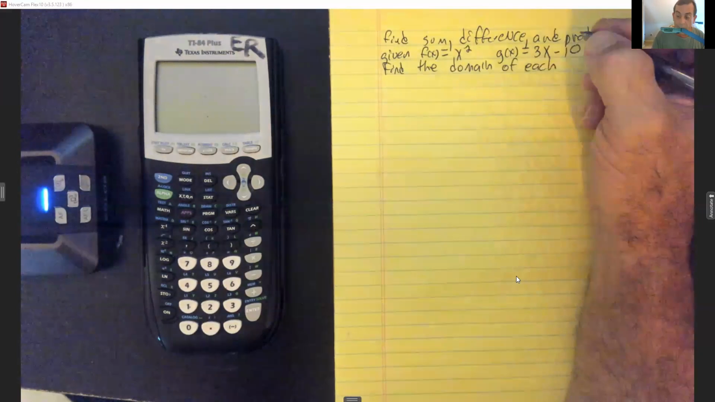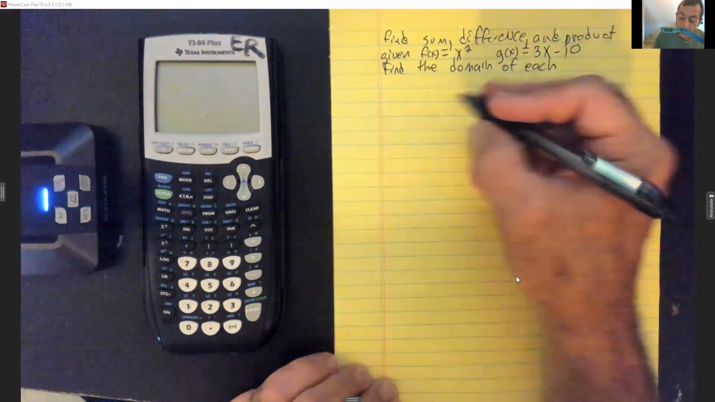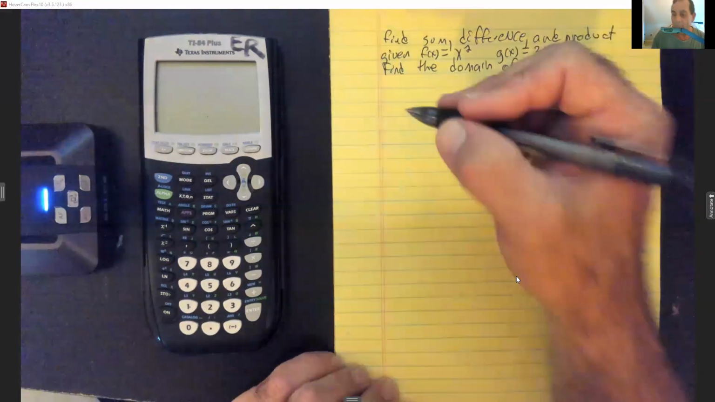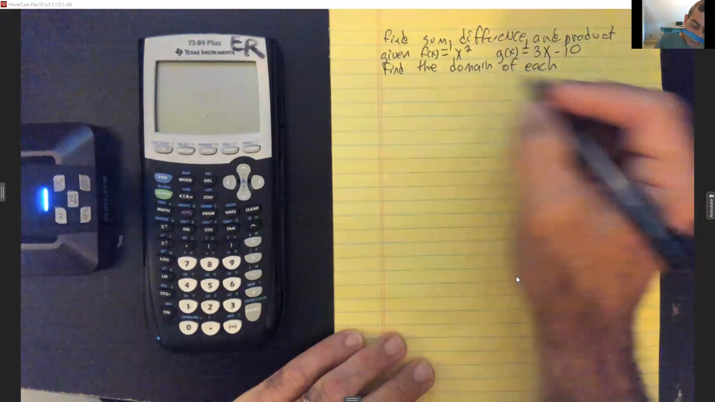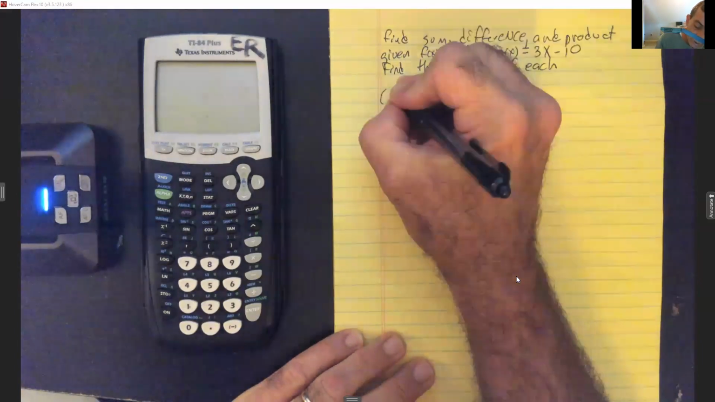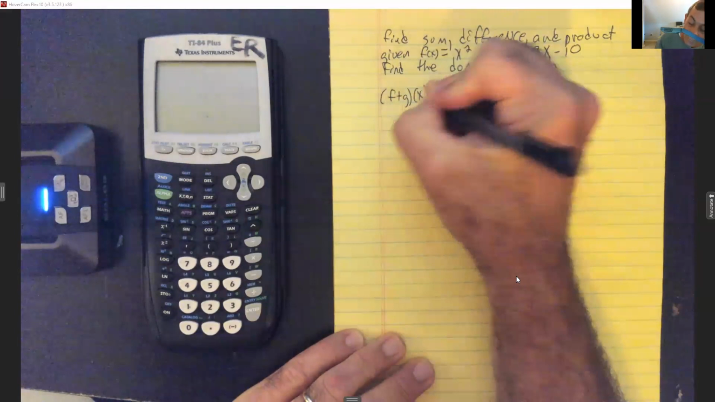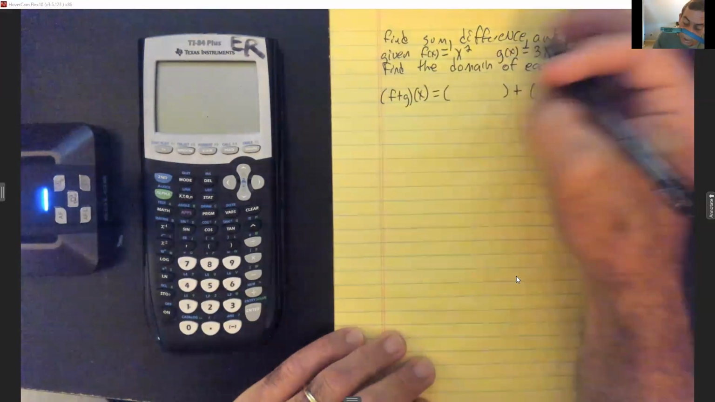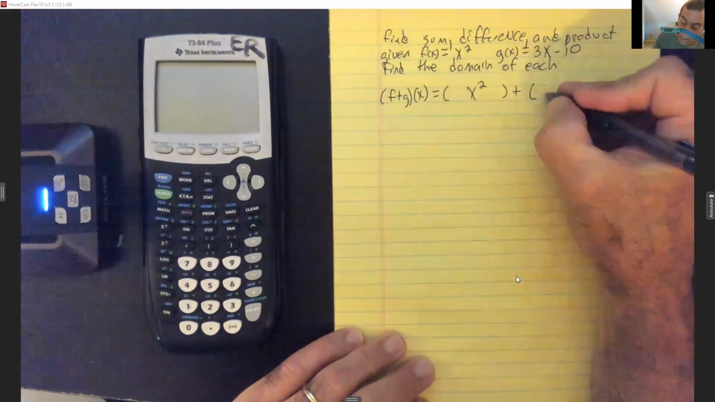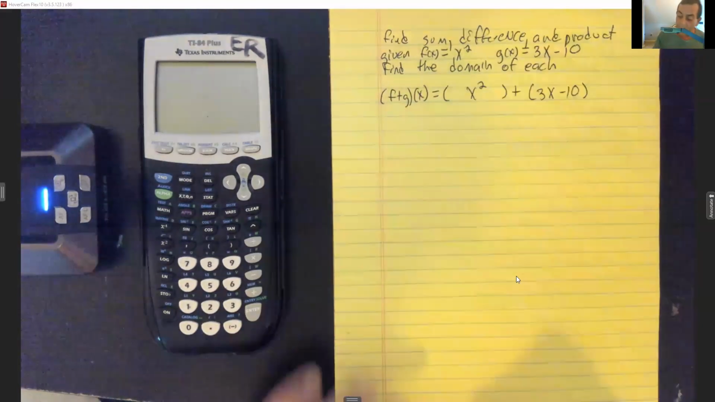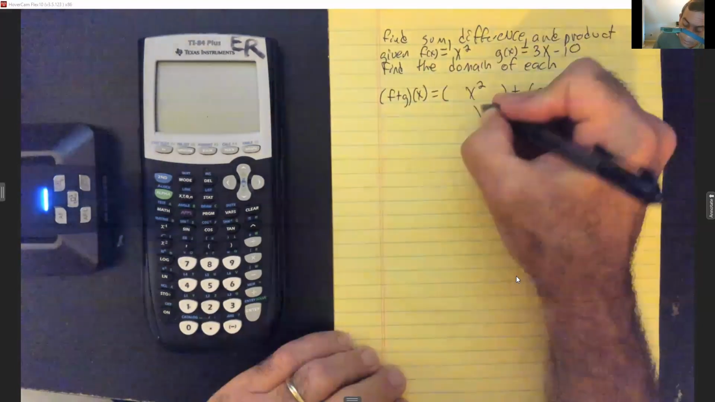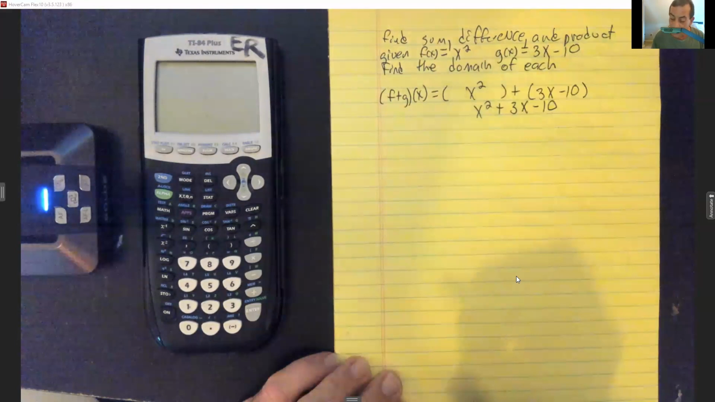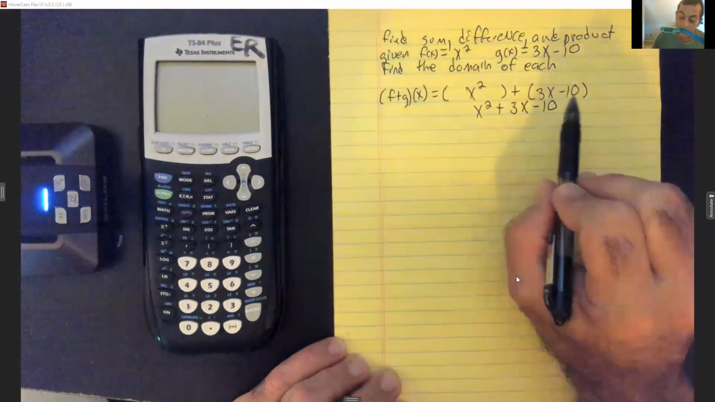Okay, so that's where we had the set builder notation, and we said x is a real number and x couldn't equal 5, or x had to be greater than something. Okay, so let's first find the sum. The sum is going to be f plus g of x. That's going to equal my f of x plus my g of x. F of x is x squared. G of x is 3x minus 10. All right, we're adding, so we can drop parentheses. And when I drop parentheses, I have no like terms, so that would be my final answer for that.